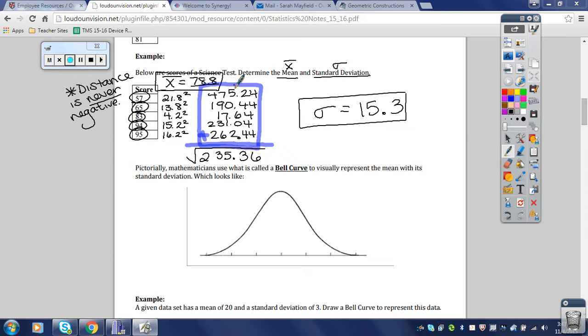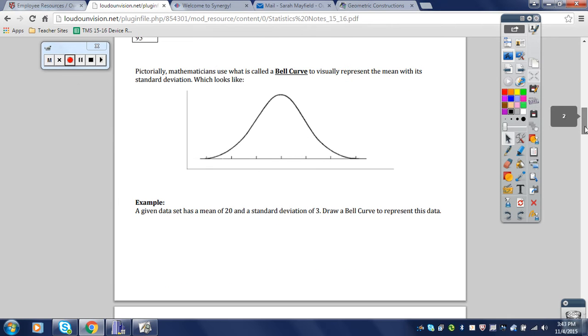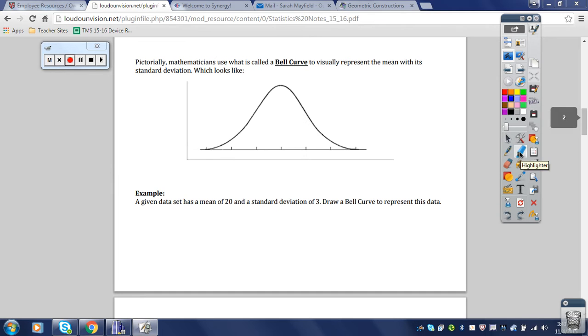So if we go back to a box and whisker plot, right? Each percentage of my box and whisker plot was worth 25%. What if I wanted to calculate 33%? What if I wanted to calculate 40%? My box and whisker plot only does 25%. It's not good enough. So we're going to use what's called a bell curve to better represent our data.